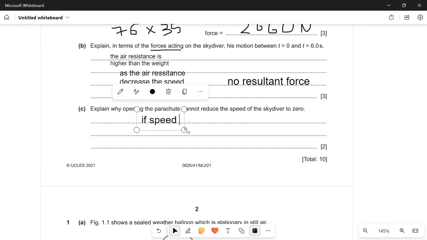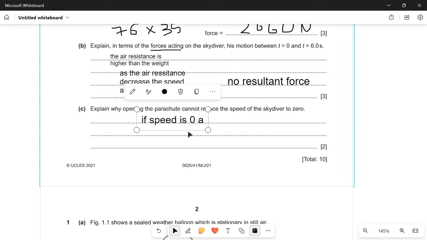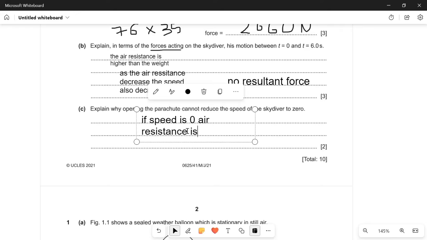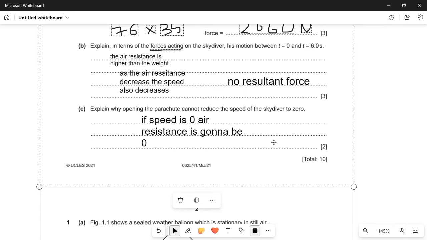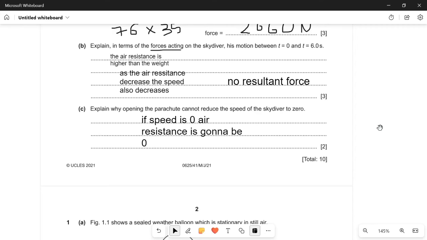If speed is 0, air resistance is going to be 0 too. So the next point is that the forces are going to balance at a speed greater than 0. So this means that if the forces balance at a speed greater than 0, the object is not going to have any change in speed anymore.